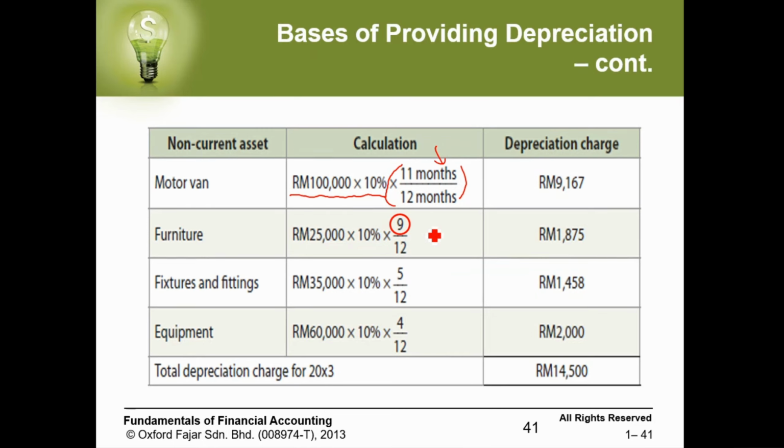Furniture, if you remember, we calculated 9 months. Fixture, 5 months we used. Equipment, 4 months we used. So this is how we calculate the straight line method, but month to month. Again, the normal straight line is the cost multiplied by the depreciation percentage. Then we need to add this part, which is how many months we are using that asset. This is the difference between year to year and month to month for the straight line method.